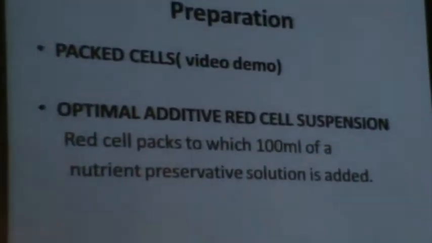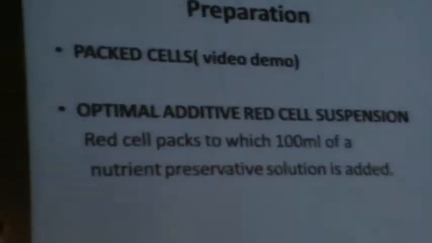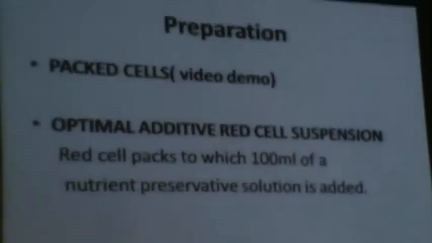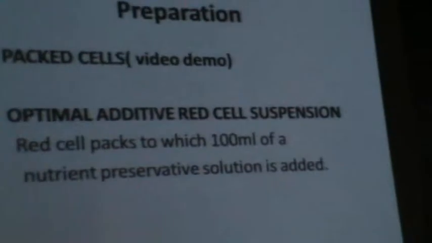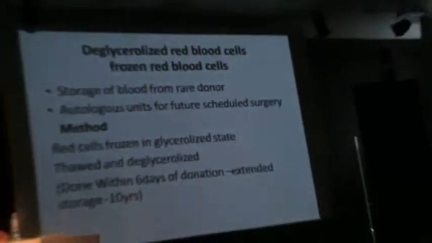First and foremost is packed cells, the most commonly used blood product in any of the component laboratories or blood banks. Then we have a video demo, and Dr. Harita would be talking about this. Then optimal additive red cell suspension: red cell packs to which 100 ml of a nutrient preservative solution is added. We are not using the optimal additive red cell suspension anyway. Then deglycerinized red blood cells, frozen red blood cells.